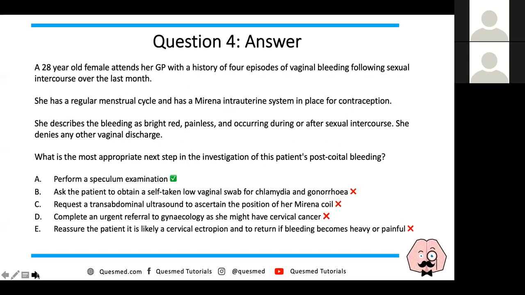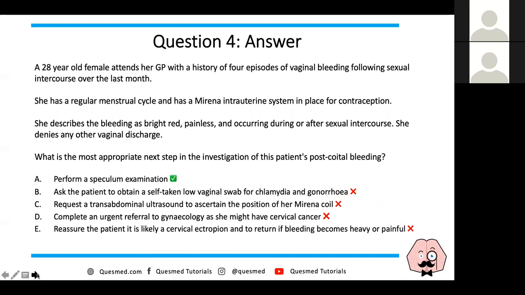So checking back with the answer there, the correct answer, as most people put, was perform a speculum examination. So the most important thing to do is examine this patient. We want to look at her vulva, look at her vagina, and we want to visualize the cervix. While performing this examination, we can also take vaginal swabs, which is answer B. So we can actually do those swabs when we're doing the speculum examination. And we can also check her coil strings as well while we're there.